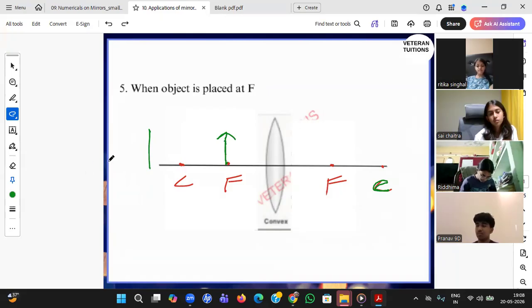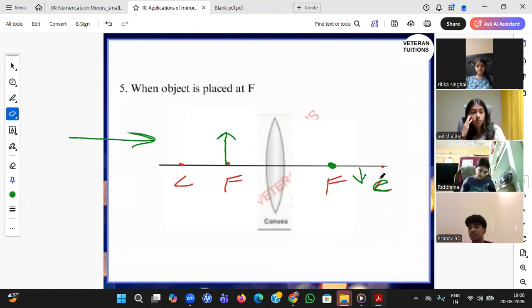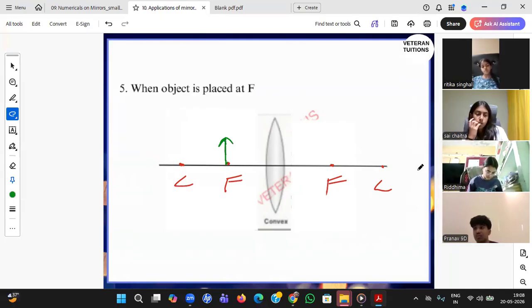You see, you are moving the object like this, so your image should also move. First case, here was the image. Second case, here was the image. Third case, here was the image. Now, fourth case, where will the image be? You move the image also. Ritika, where will the image be? Sir, the image will not be formed.